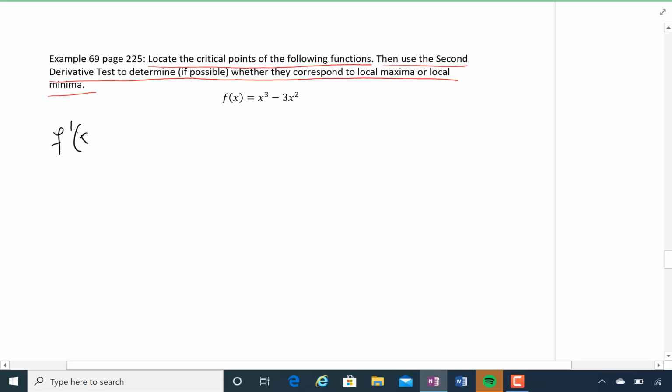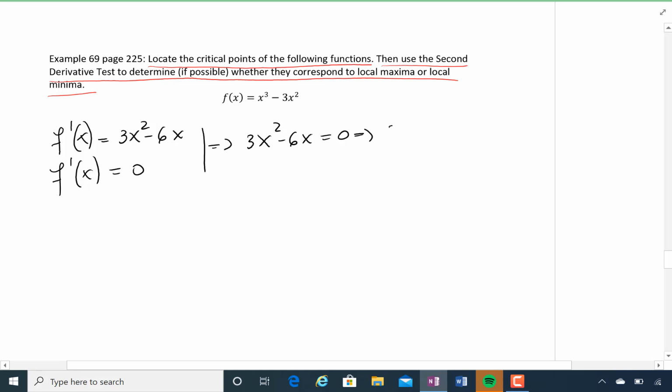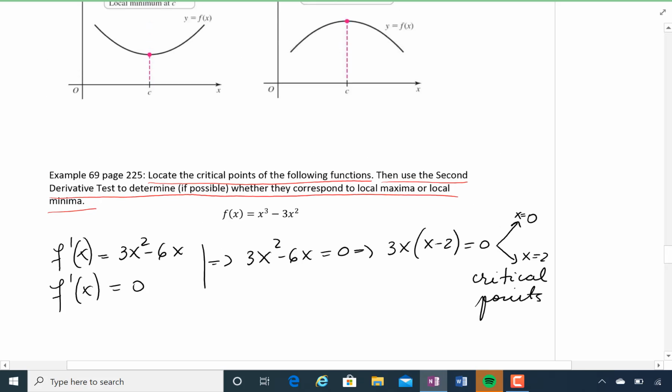f prime of x equals 3x squared minus 6x. So we set this one equal to 0 to find the critical points. So 3x squared minus 6x equals 0. It means 3x times x minus 2 equals 0. So we get x equals 0 and we get x equals 2. So these are critical points. They can be points where a maximum or minimum occurs.